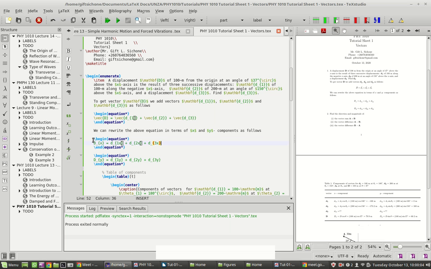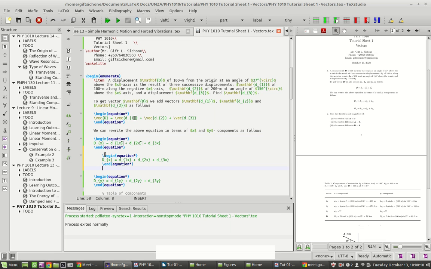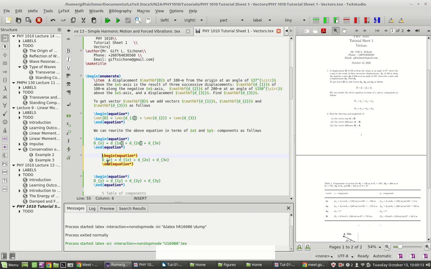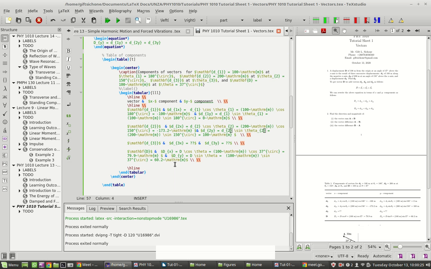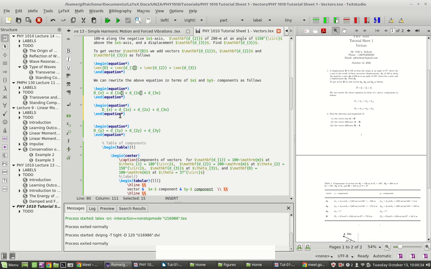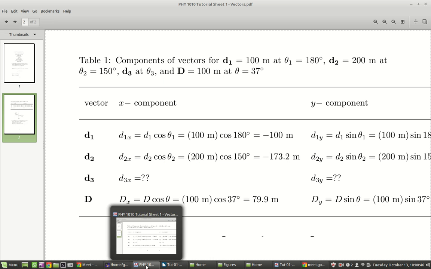So we'll substitute. For dx, whatever we have from the table, that's the value we're going to put there. From the table, we have a value of 79.9. Then d1x from the table is minus 100.